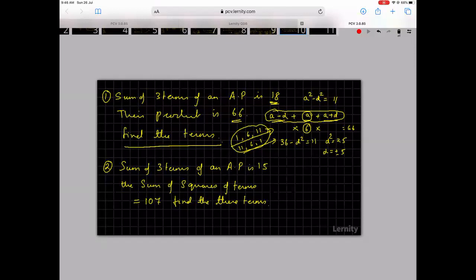So I hope you are able to understand this. Now please try to do the second question. The sum of three terms of an AP is 15. The sum of squares of the terms is 107. Find the three terms.